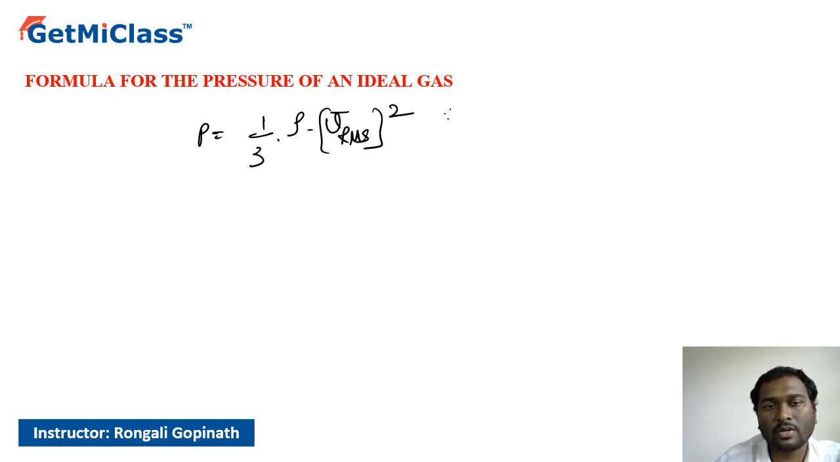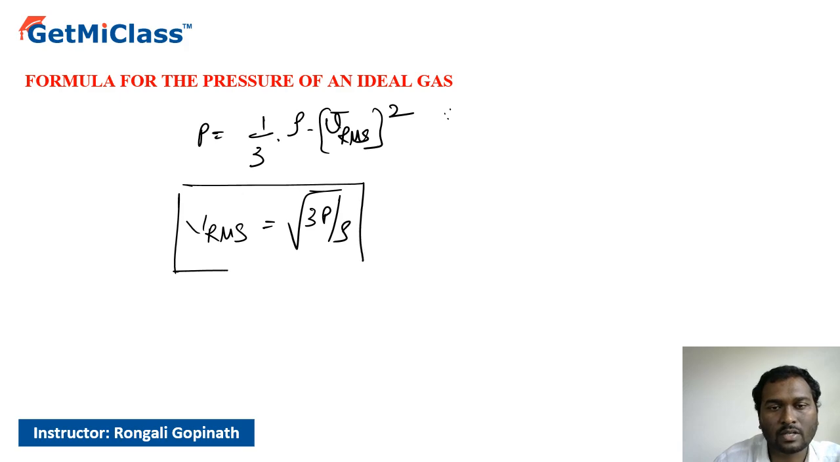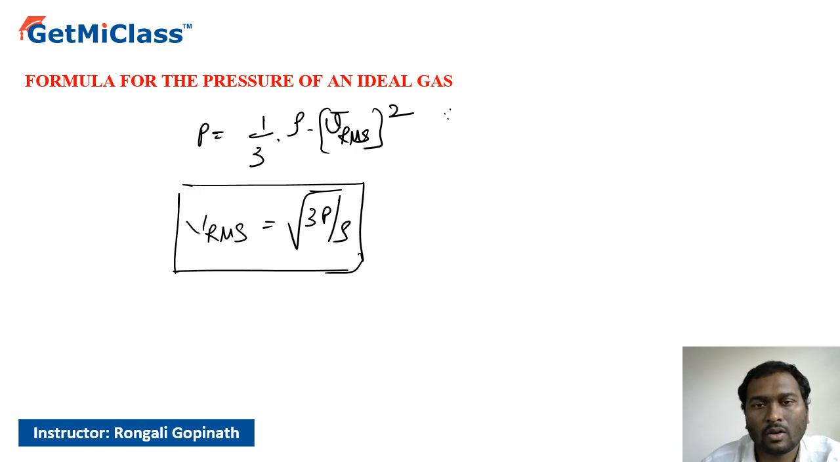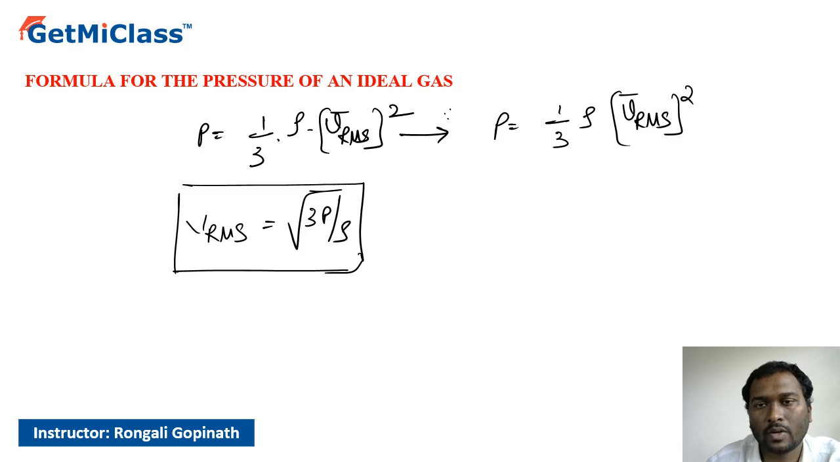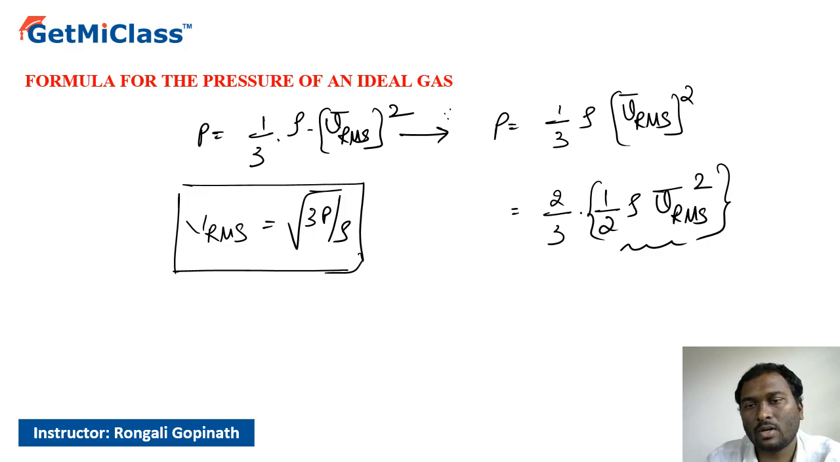So from here, let's try to write down the formula for Vrms. Vrms can be written as the square root of 3p by rho. Isn't it? I just shifted this 3 rho to the other side and also the square. We can also find a relation between pressure and energy this way. Pressure is equal to 1 by 3 rho Vrms square, or it can also be written as 2 by 3 into half rho Vrms square. What does this look like? Half rho V square. Don't you think?